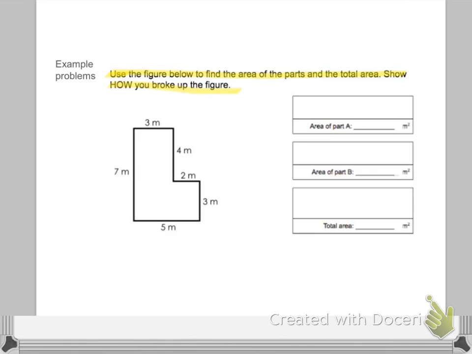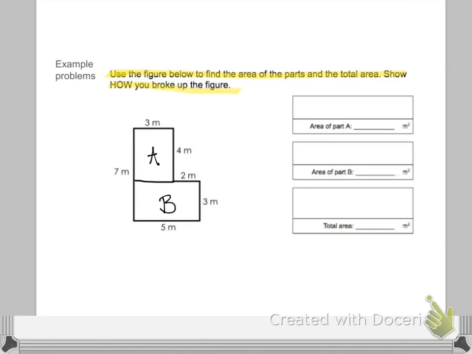First, I need to break up this figure into 2 rectangles. I could break it here and have 1 large rectangle and 1 smaller rectangle. Or I could break it here and have 2 rectangles in this direction. I'm going to choose this way. I'm going to name this rectangle A and this rectangle B.